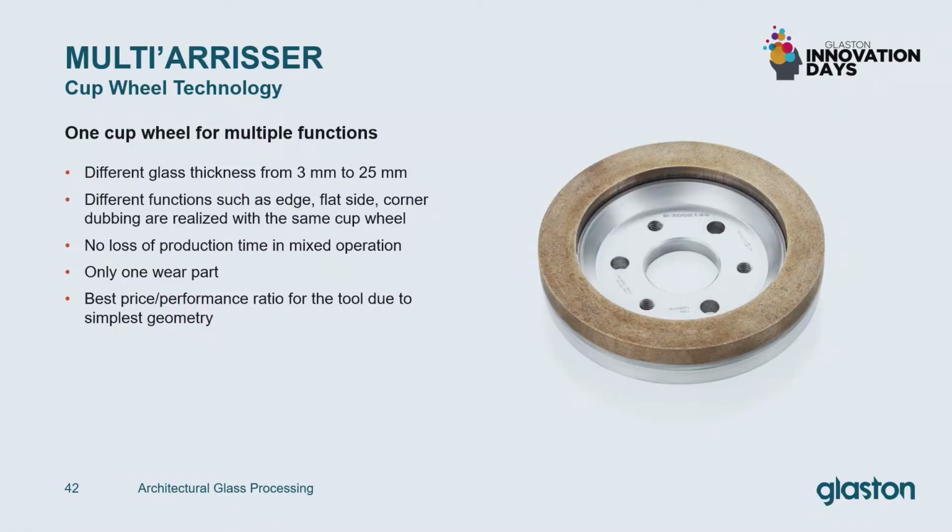Another advantage is that we can use the same cup wheel for different functions. Different glass thickness from 2 to 25 millimeter. Different functions, edge, flat side, corner dubbing are realized with the same cup wheels. No loss of production time in mixed operation. Only one wear part and best price performance ratio because of a simple geometry.